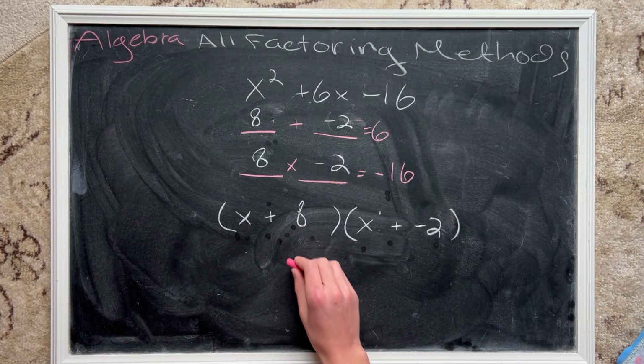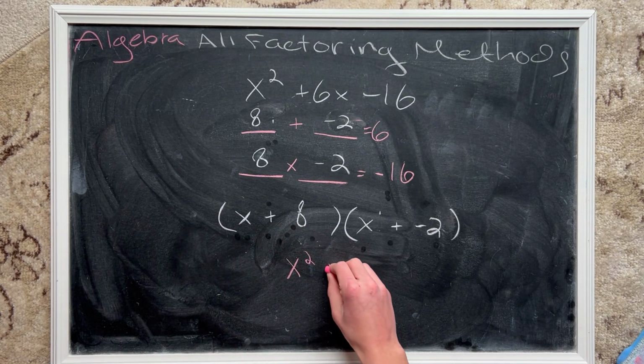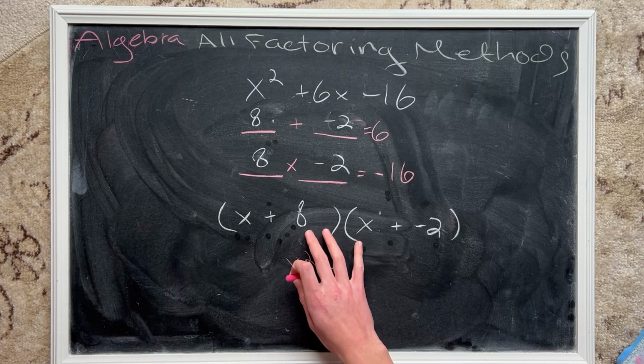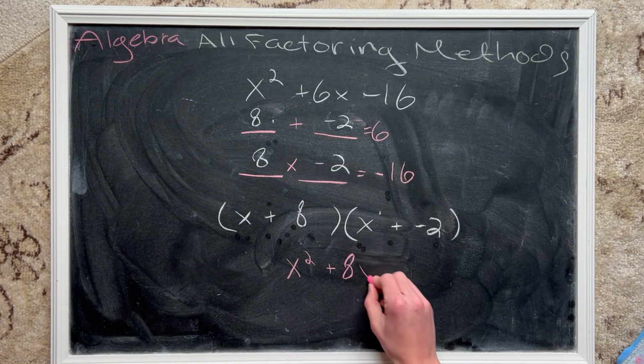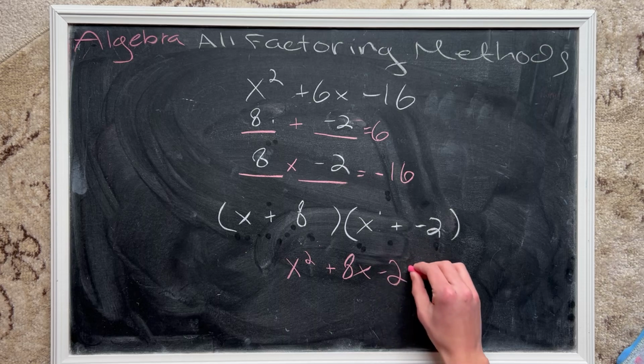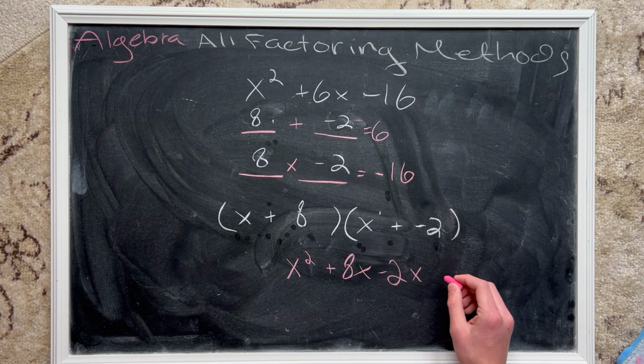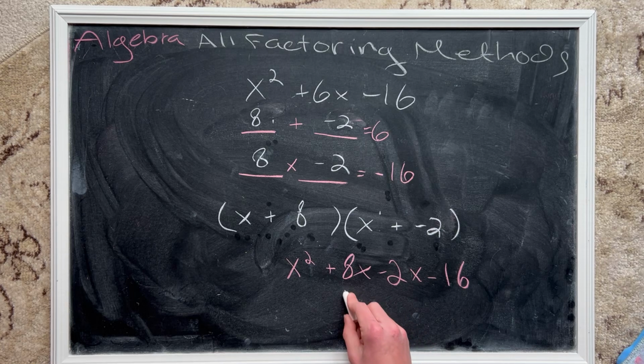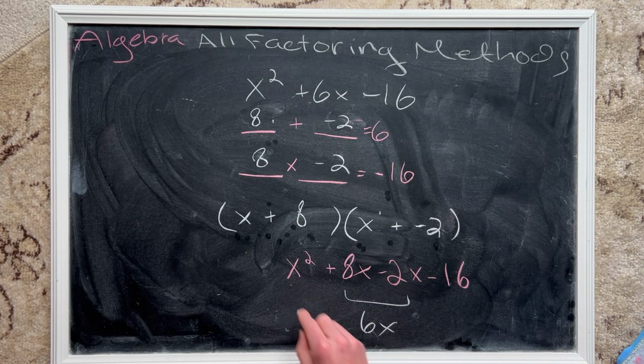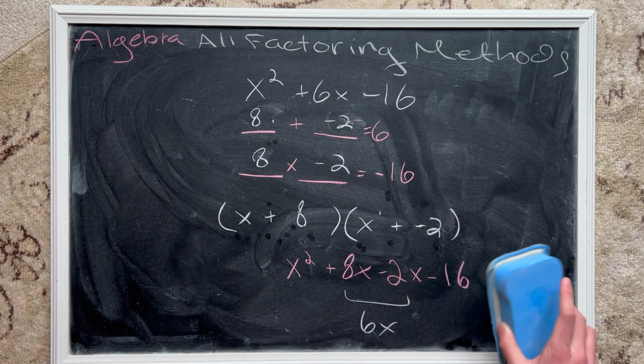So first, x times x is x squared. Inside, 8x. The outside, minus 2x. And then the last term, -16. And so these combined together make 6x, leaving us with x squared plus 6x minus 16. And for all factoring methods, it's best to check your work if you're unsure by using foiling and multiplying out all the terms.